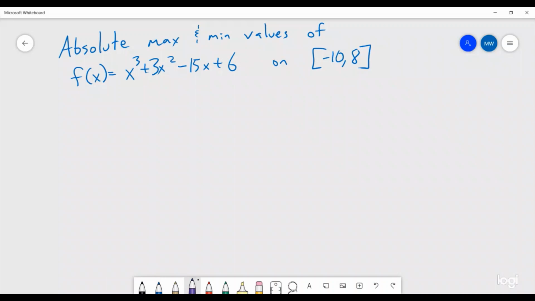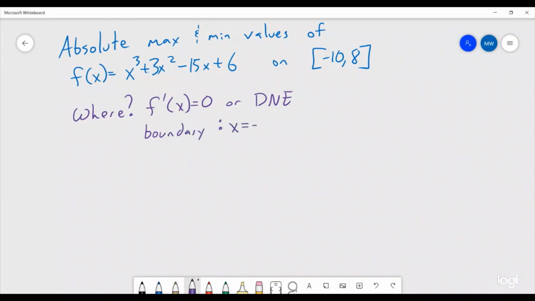Alright, so the way that we're going to be going through and doing these is we have to identify where we can get maximum and minimum values. So the places that we have to check, we need to see where f prime of x equals 0 or does not exist. Those are both things that might give us an absolute maximum or minimum, and then also our boundaries. So our boundaries are just going to be x equals -10 and x equals 8. Those are two places we're going to have to check.